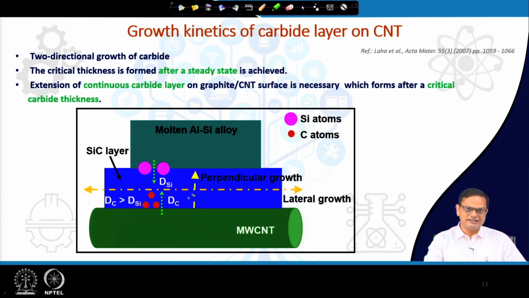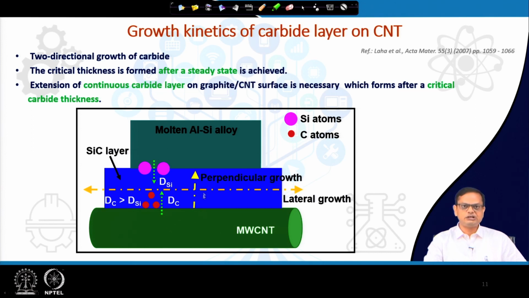Now, the idea here is that because the diffusivity of carbon is higher than silicon, carbon will diffuse through this layer and reach somewhere here, and silicon will come from the alloy, and then they will react and form the silicon carbide. Okay. So, there are two kinds of growth of the silicon carbide layer. One is this perpendicular growth, and the other is the lateral growth. Lateral growth means the aluminum silicon alloy is coming here, and there is this available free surface on which it will react and form the carbide layer. So, the growth is in two directions.